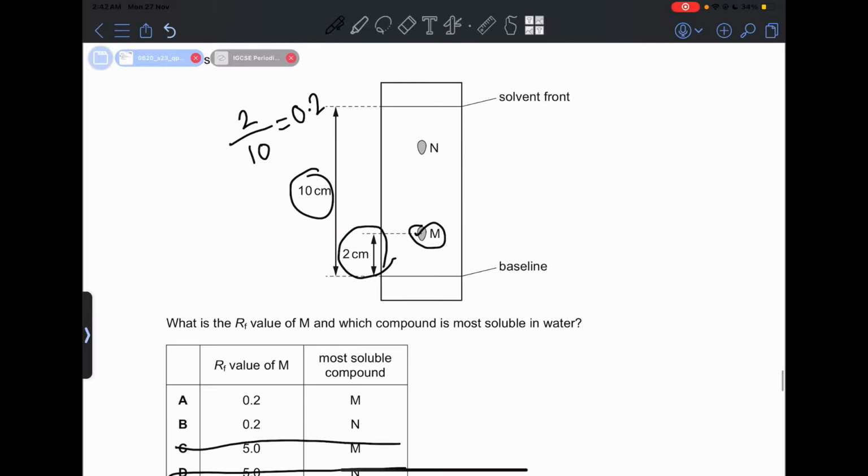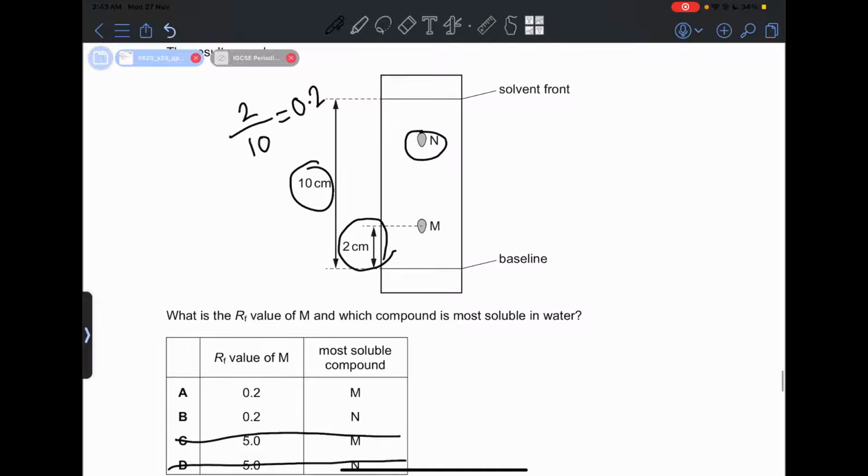Over here, the most soluble compound is the one that moves the highest distance. We can see that N moved higher than M. That means that it's more soluble. So our answer is going to be B.